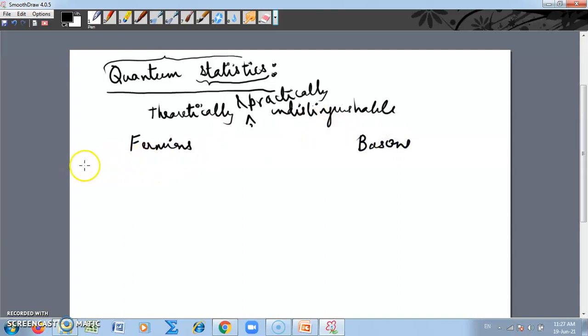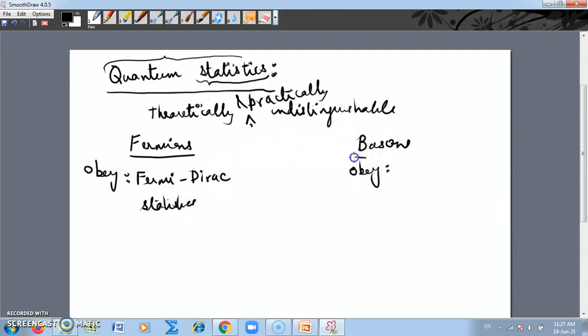Fermions are those particles which obey Fermi-Dirac statistics, and bosons are those which obey the Bose-Einstein statistics.